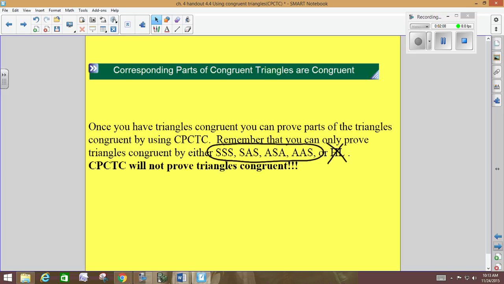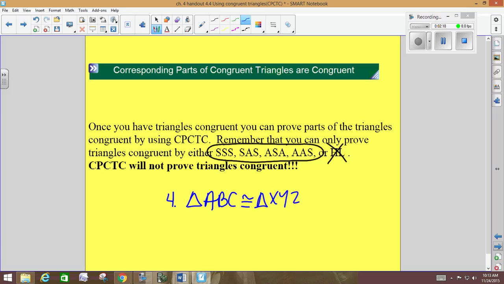CPCTC is to prove that parts of the triangles are congruent. So you should never have something like this in your proofs. Triangle ABC is congruent to triangle XYZ by CPCTC. No. This statement should never be followed by this acronym. It needs to be followed by one of the 4 that you know how to prove triangles congruent. Okay? Thumbs up. Good job.